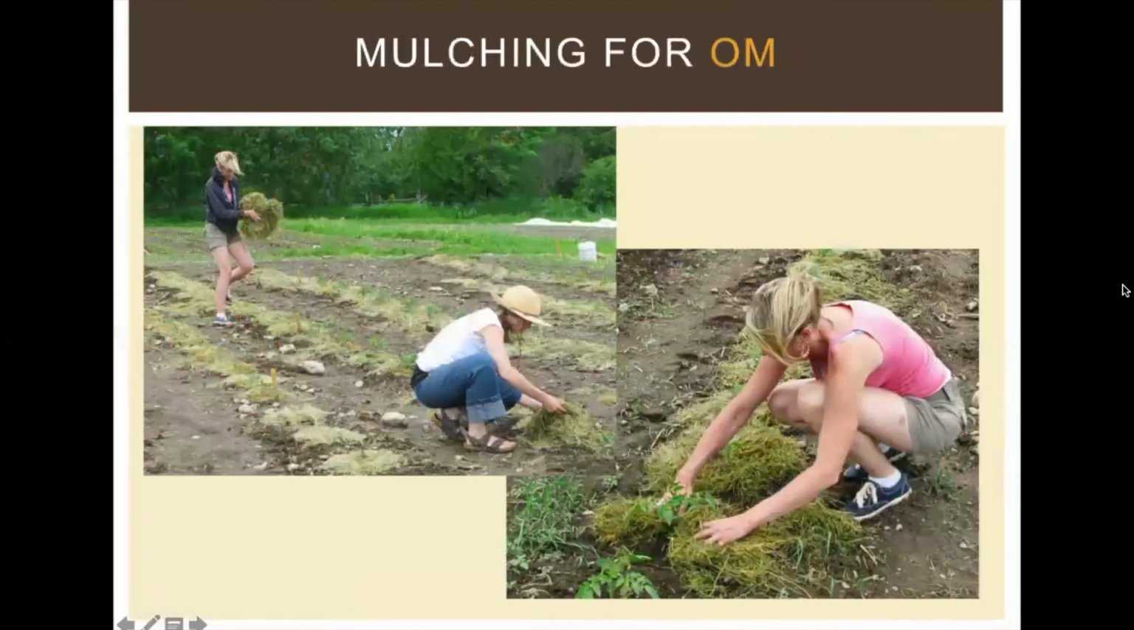And then mulching. Applying mulch also increases organic matter. This could be grass clippings, leaves, bark, etc. These can be used for mulching, but you need to be careful with the carbon and nitrogen ratio.